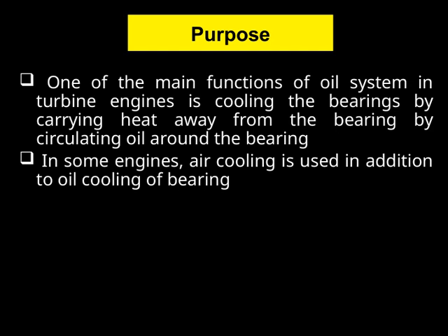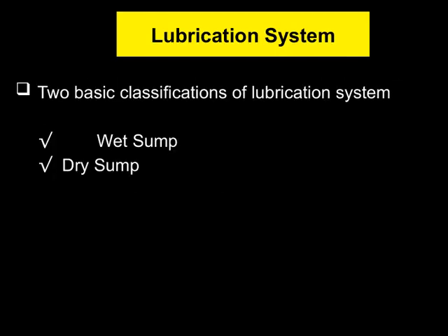Overall, the oil system plays a crucial role in maintaining the reliability and efficiency of the engine by effectively managing heat. Today, we're going to look at the two basic classifications of lubrication systems that are commonly used in engines. The first one is the wet sump system. In this setup, the oil is stored in a sump at the bottom of the engine, and the oil pump circulates it throughout the engine components. It's simple, reliable, and widely used in many applications.